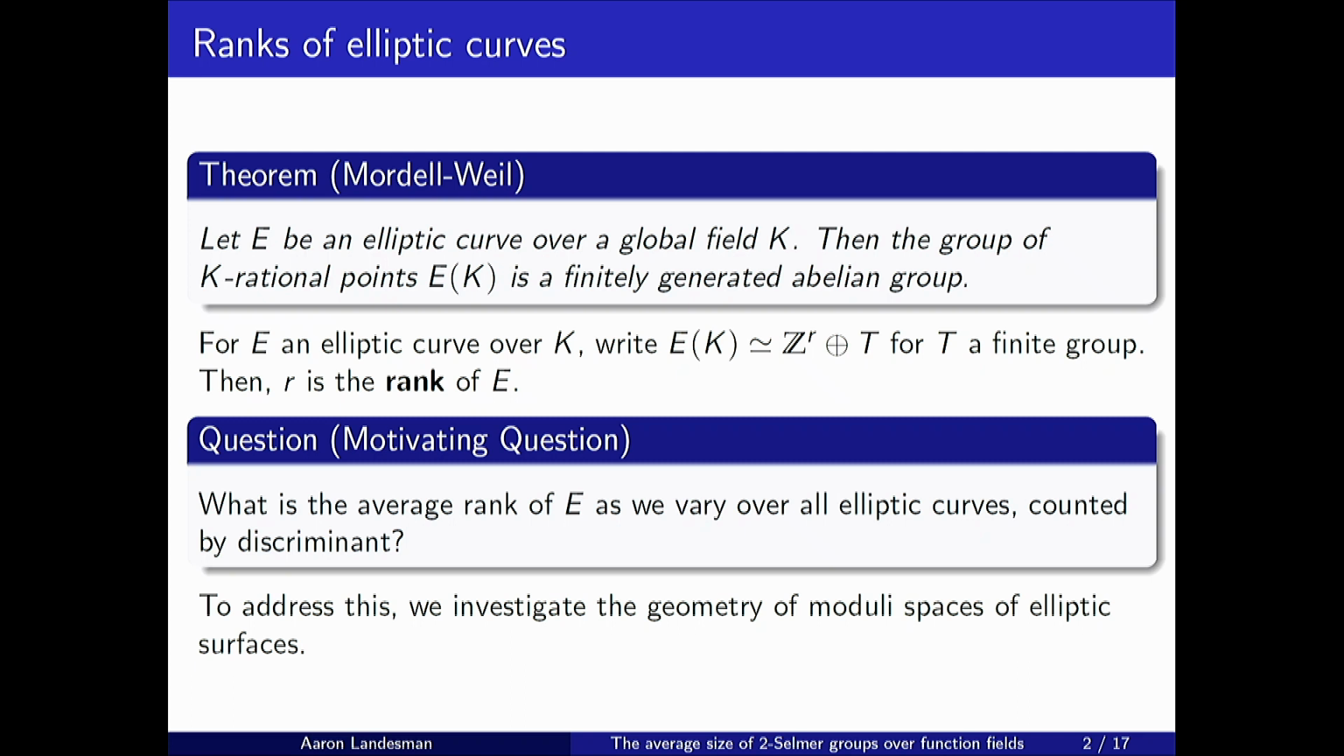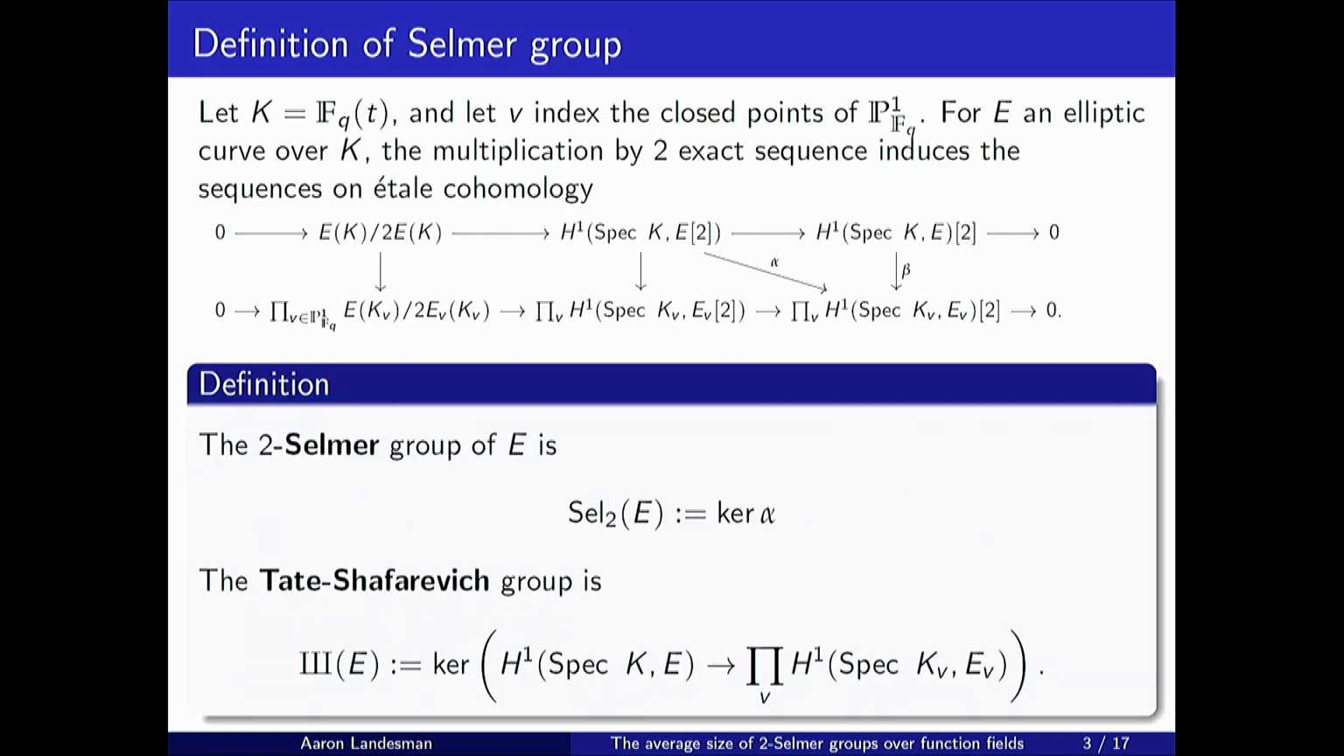Okay, so to answer this question, we'll look at some moduli spaces of curves and moduli spaces of elliptic surfaces. But first, let me describe my approach to how we'll get at the rank of the curve. In order to get at the rank, we'll bound it by something called a Selmer group. So let me define a Selmer group. I'll work over a function field, F_q adjoin T, and I'll let V denote closed points of P1. In number theory, they call these places of K.